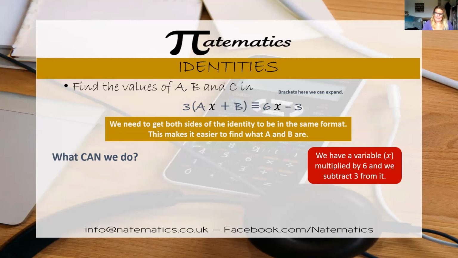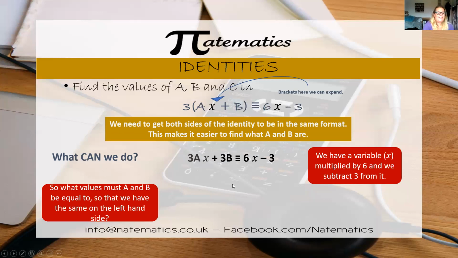We've got some brackets here, haven't we? And we can expand those by multiplying what's outside, multiplying what's inside. So we do that, we get 3a times x, and I've made sure that I've got the curly x here so you can identify that it's a variable, not just a multiply sign. So let's have a look at what we've got here then. What values of a and b, what must they be equal to, so that we have the same on the left-hand side as that 6x minus 3?